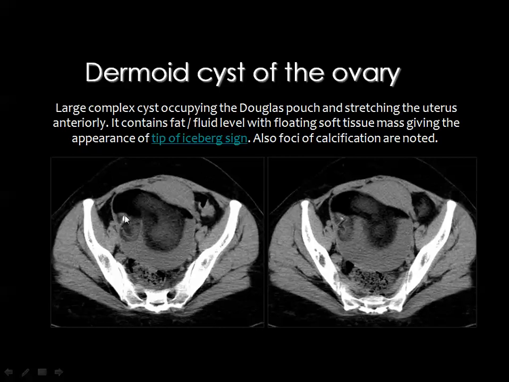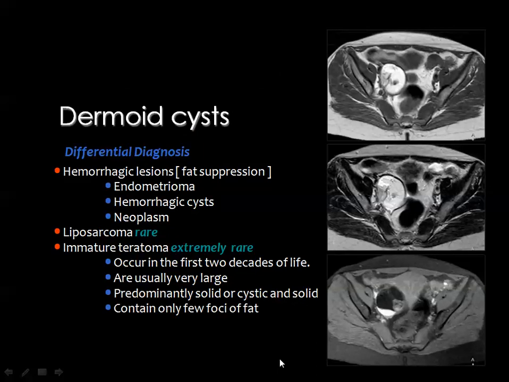And this is an example of an ovarian dermoid cyst containing the three elements, the fluid and the fat and the calcium as well. The ovarian dermoid cyst should be differentiated from hemorrhagic ovarian cyst by the fat suppression. The hemorrhagic cyst will not be suppressed in the fat suppressed images. It should be also differentiated from ovarian liposarcoma, which is very rare, or immature teratoma, which is considered extremely rare. Then this is T1 weighted image, T2 weighted image, and T1 fat suppressed image. On the T1, the fat is bright and is somewhat bright in the T2, but it is suppressed in the fat suppressed images.